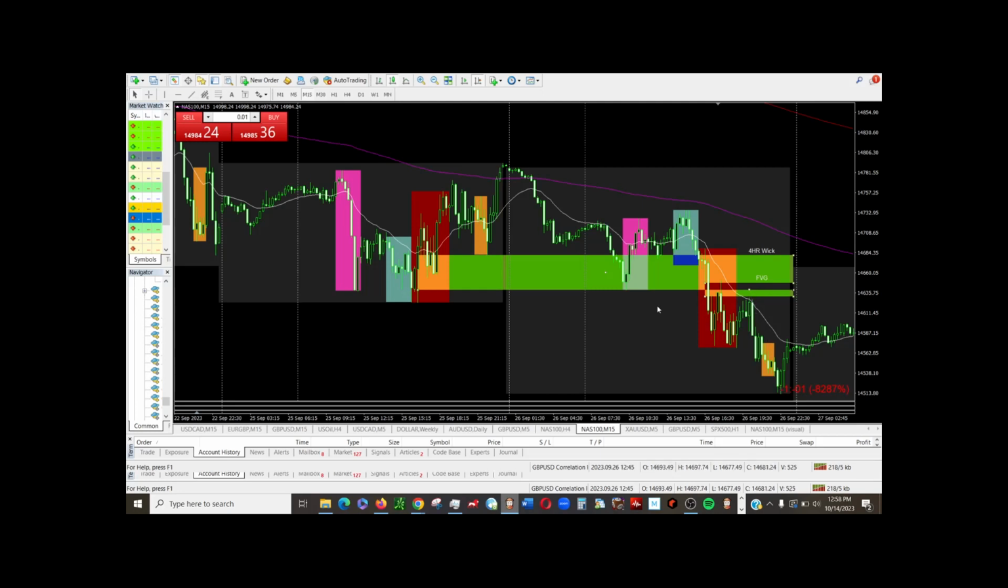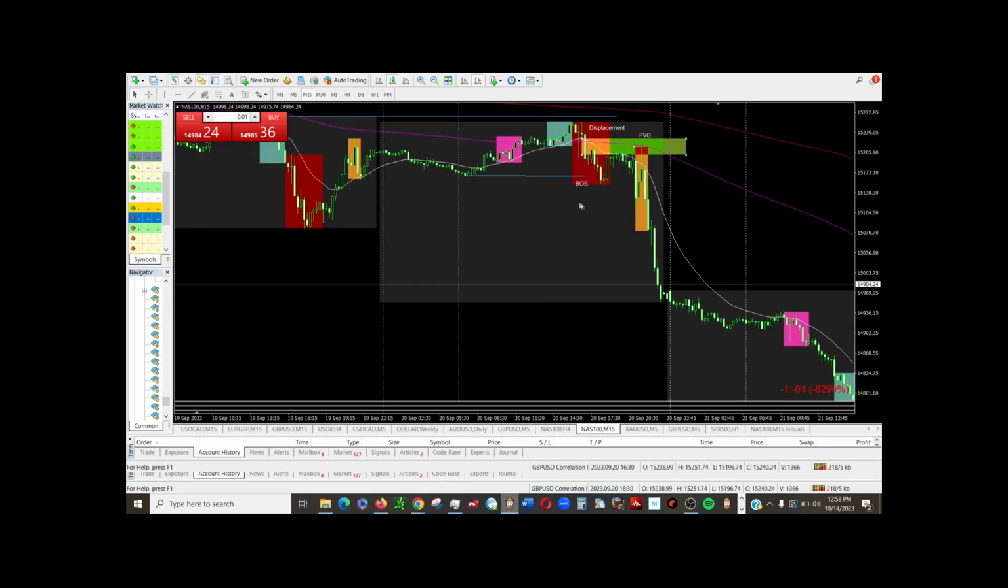All of these are kill zones. This is the London open kill zone. This is the New York open kill zone. And this is the London close kill zone. This is a 2 p.m. silver bullet trade that happens on the 20th.